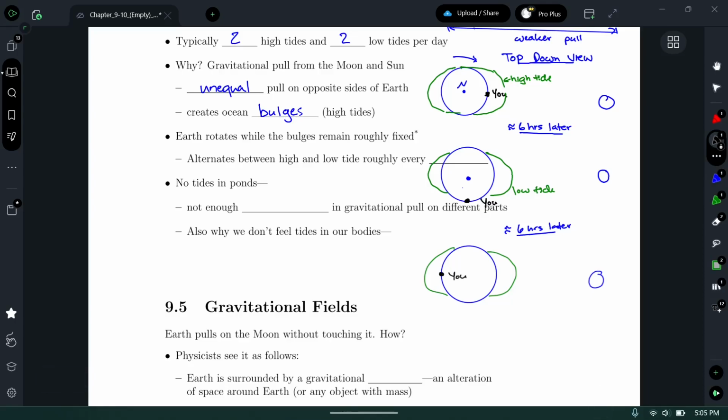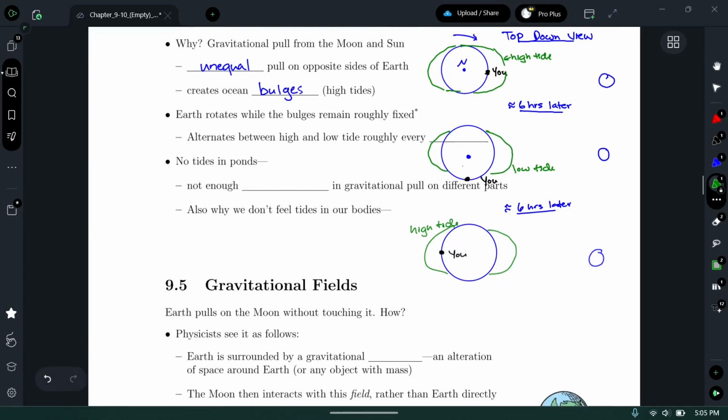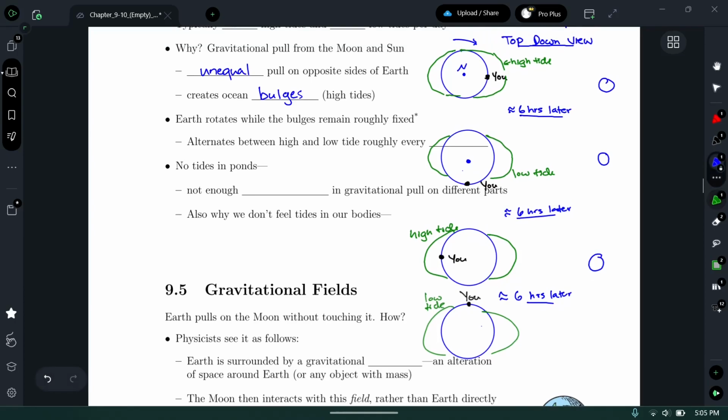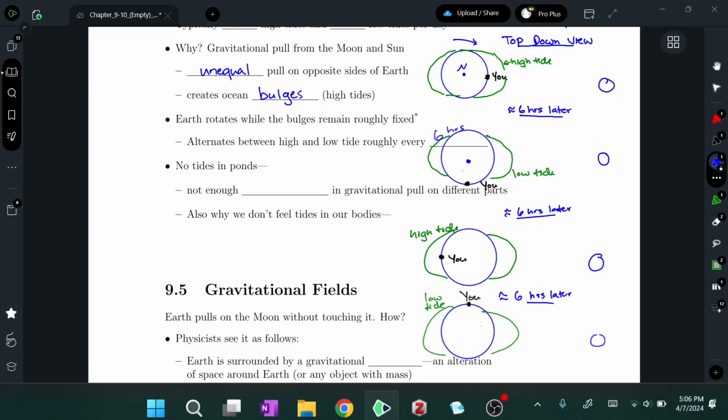And so we'll be back at the high tide, and then after one more 6 hour interval, we will be back at low tide. 6 hours after that, we'll just be back to the top picture. And so this is why we alternate between high and low tide and why we have them roughly 6 hours apart. So roughly every 6 hours. Now, in reality, it's not quite that perfect, and I'm going to show you a couple reasons why.